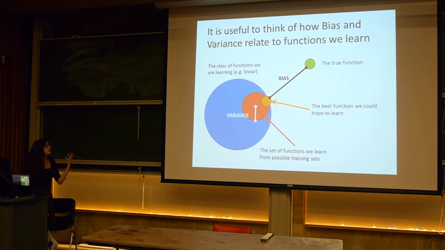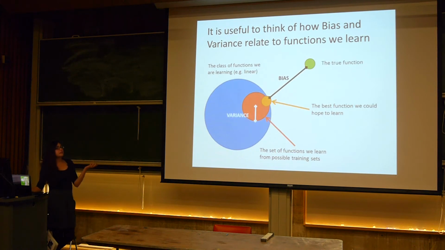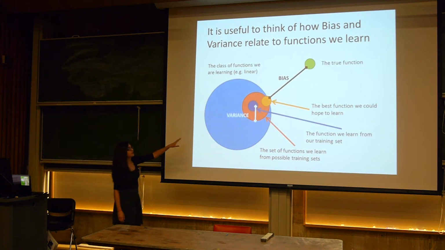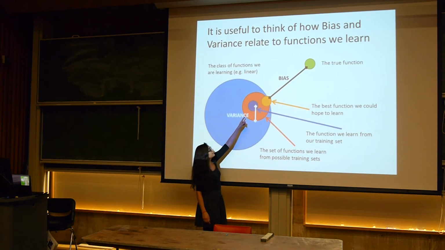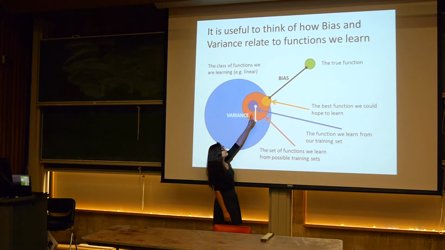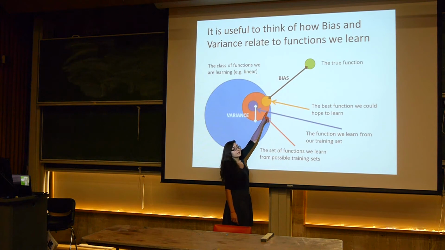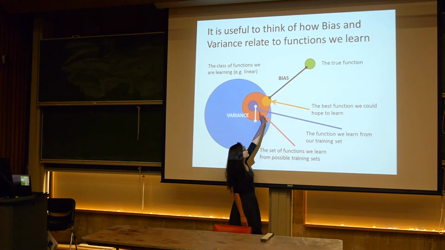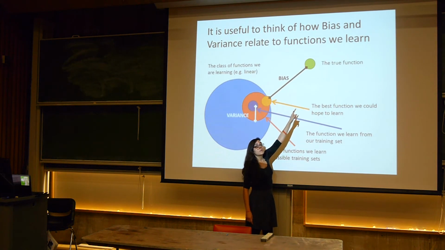Okay, and then the function we actually learn is based on some portion of the training data space, right? And so it would be something like this. And so then the error that this function has is characterized both by its distance to the edge of the red circle, which is captured by the variance, and its distance from the red circle to the green one, right?